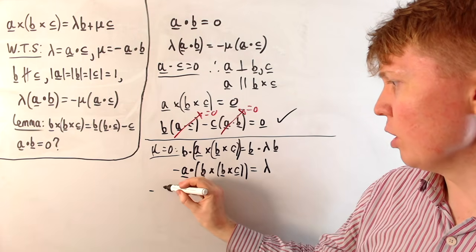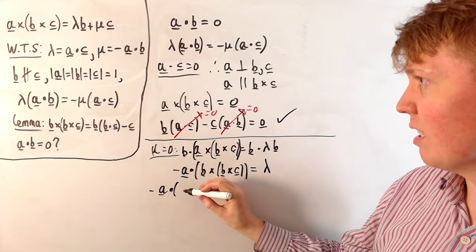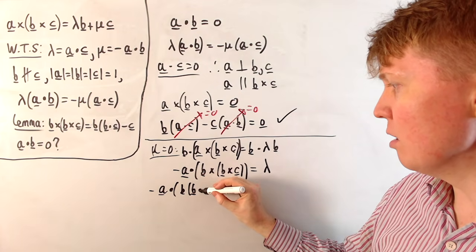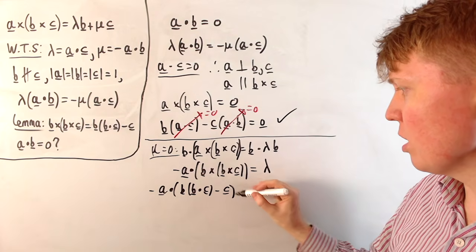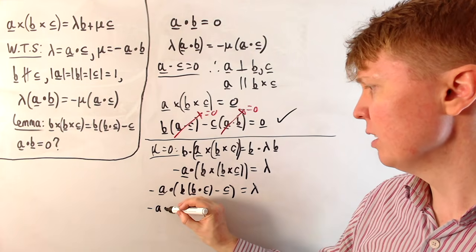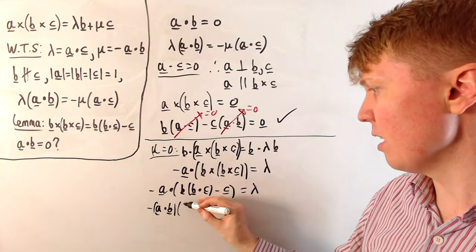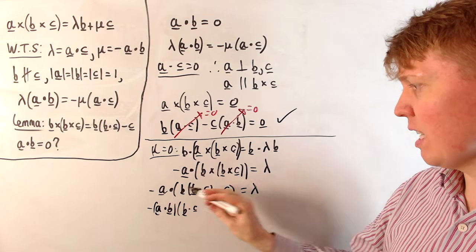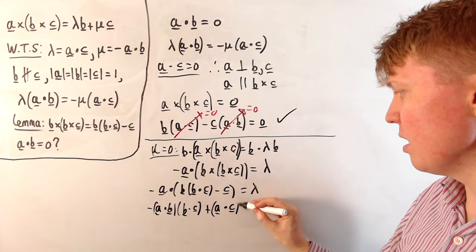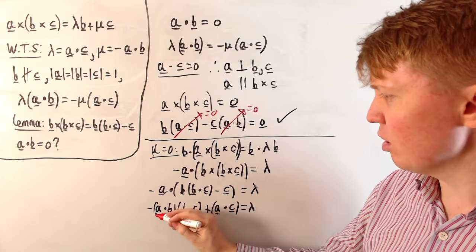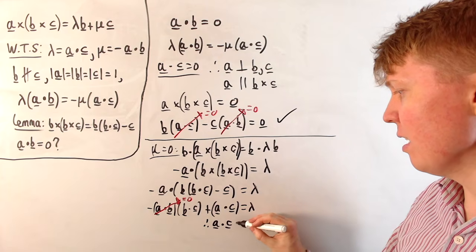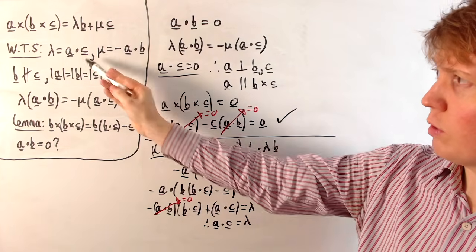And then we can apply our lemma, so we get negative a dot, and replacing the inside term with the right-hand side of our lemma, we've got b times b dot c minus c vector, and this is still equal to lambda. Then expanding all the brackets here, we get negative a dot b multiplied by this scalar b dot c, and then negative a dot negative c gives us plus a dot c, and this is equal to lambda still. And of course a dot b is just equal to 0, so we do get indeed that a dot c is equal to lambda, which is one of the equations we're trying to show.